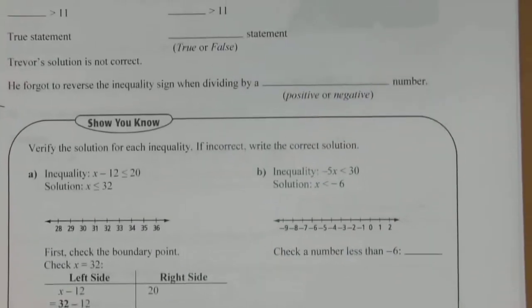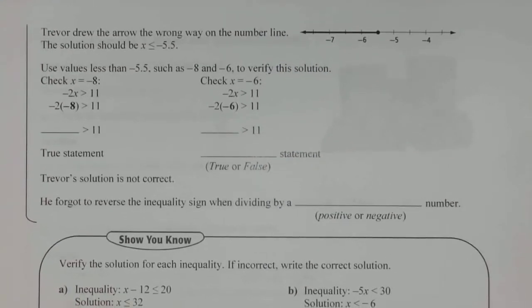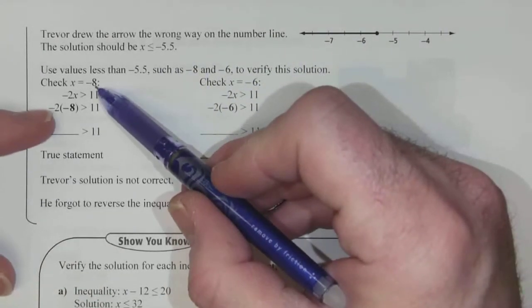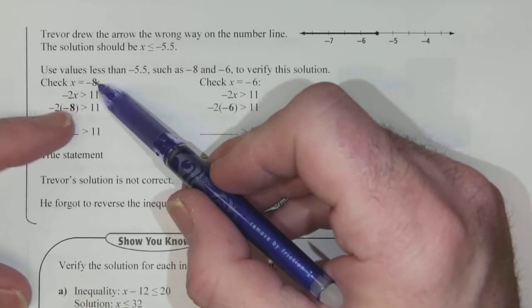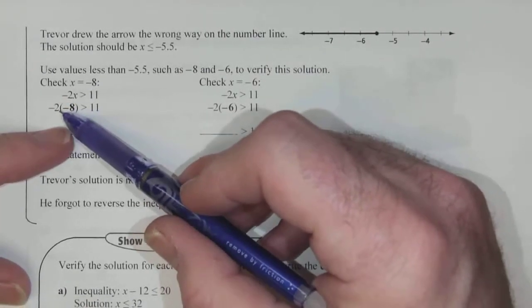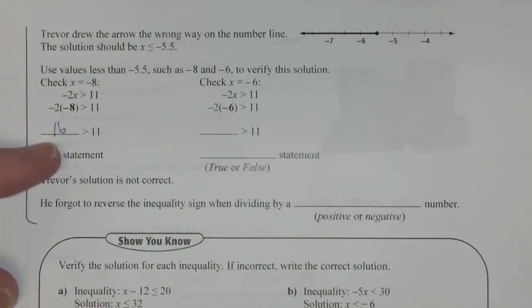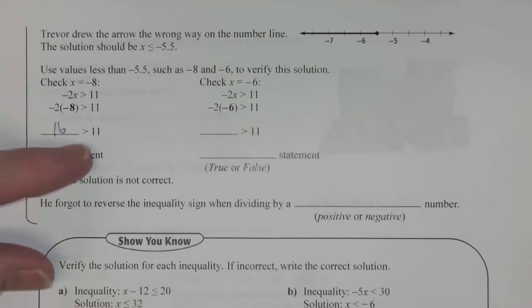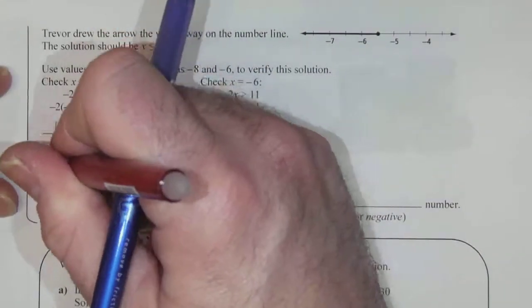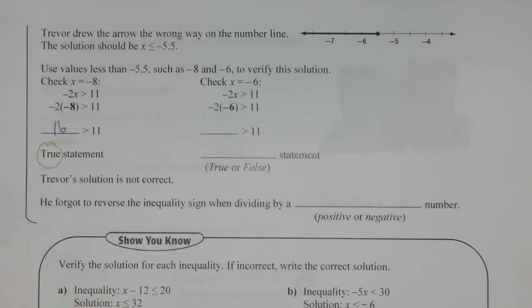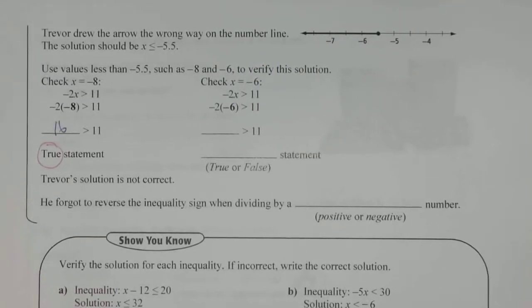So let's test that with a couple of numbers to the left of our boundary point. Let's see what happens. So we'll take, for instance, negative 8 and substitute it in. Negative 8 times negative 2, well, 2 times 8 is 16. Negative times a negative is positive. So in this case, we're saying that 16 is greater than 11, and that is true. Okay, so this is showing that it looks like he did draw the arrow on the wrong side of the boundary point. Let's do one more check just to make sure.